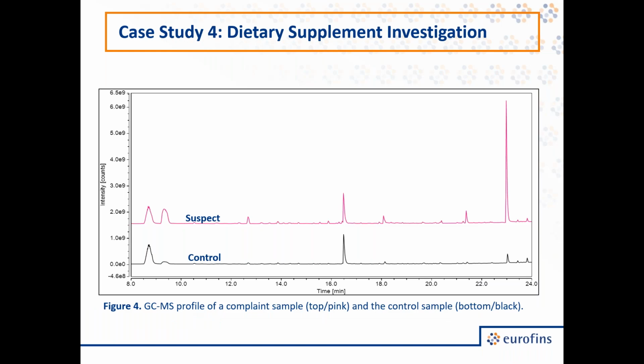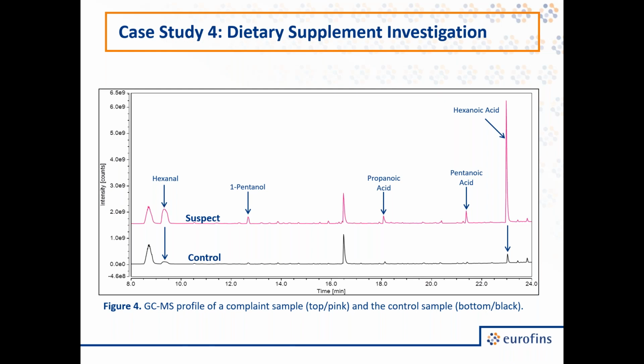So here on this slide, on the bottom, I have the volatile profile of the control sample in black, and on the top, we have the suspect sample in pink. And we noticed a number of key things. For one, we were able to identify a number of compounds that were present in the suspect sample and not found in the control, such as 1-pentanol, propanoic acid, and pentanoic acid.